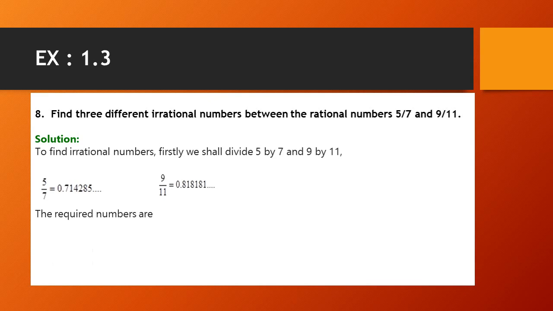Now we can find 3 different irrational numbers between the decimal expansions of 5 by 7 and 9 by 11, that is in between 0.71 and 0.81. We are going to find 3 different irrational numbers. Here the required numbers are 0.73073000, 0.765076500, 0.80800. The digits keep going on, which forms non-terminating, non-recurring decimal expansions.